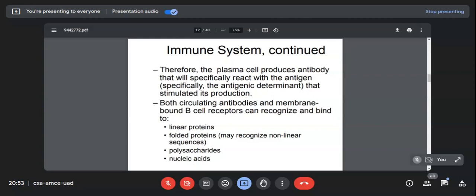Number two, a molecule that has a higher molecular weight. If a molecule has a molecular weight that is more than 500 Daltons, in short, it is more antigenic. So take note of that. Those are some of the points that make a particular cell more antigenic.